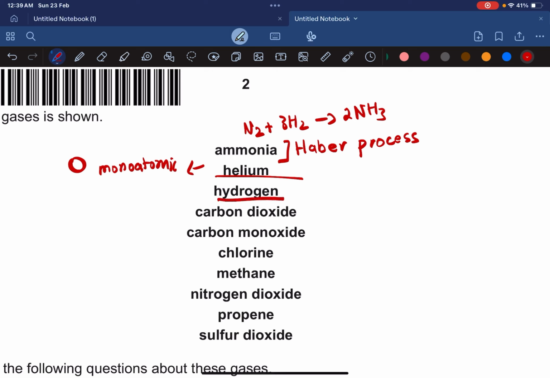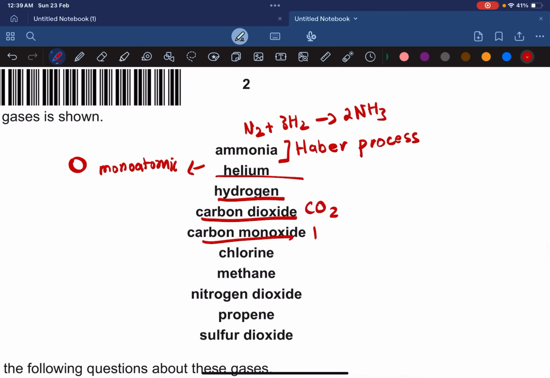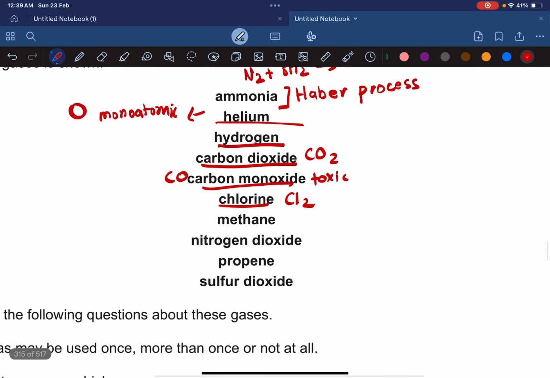Hydrogen gas, a very famous gas again, used in the Haber process, used in the hydrogen-oxygen fuel cell. Then carbon dioxide gas, which causes global warming, has a lot of other uses, and is a covalent structure. Then I have carbon monoxide gas, that's a toxic gas. CO is the formula. Then we have chlorine gas, Cl2, a very famous halogen, a strong oxidizing agent, a greenish yellow gas.